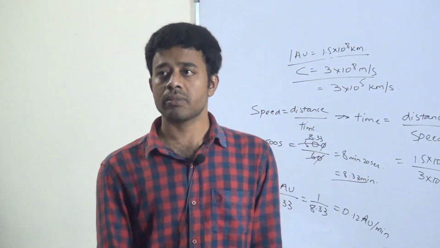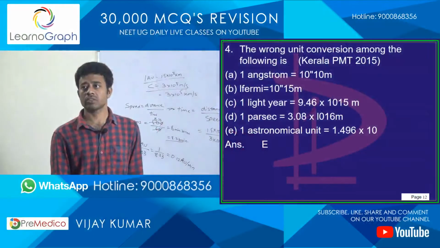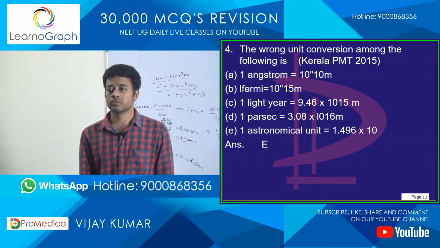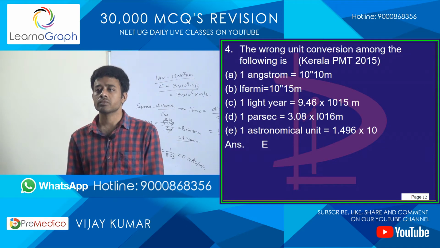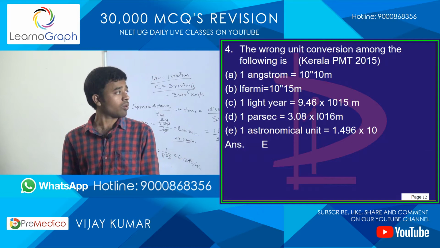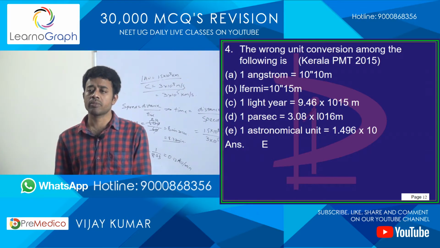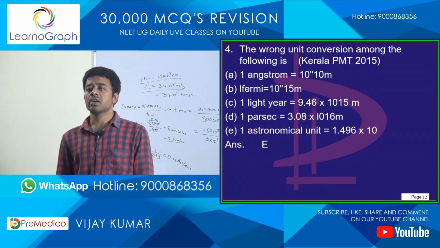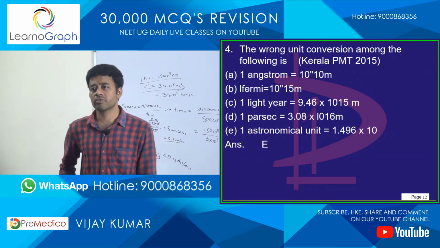So this is problem number 3, what I discussed. Here we have seen this problem: the wrong unit conversion among the following is. 1 angstrom equals 10 to the power of minus 10 meters. 1 Fermi is equal to 10 to the power of minus 15 meters. 1 light year is 9.46 into 10 to the power of 15 meters.